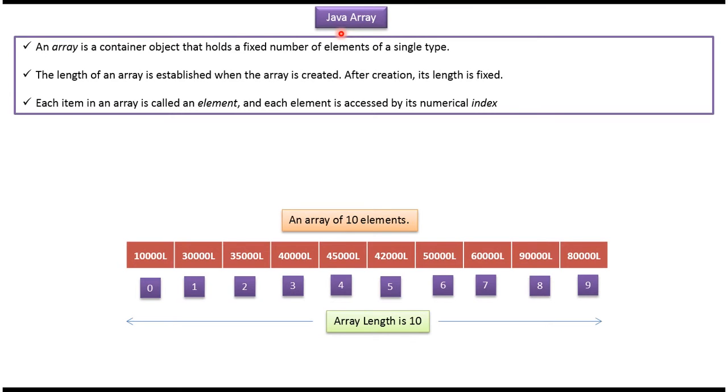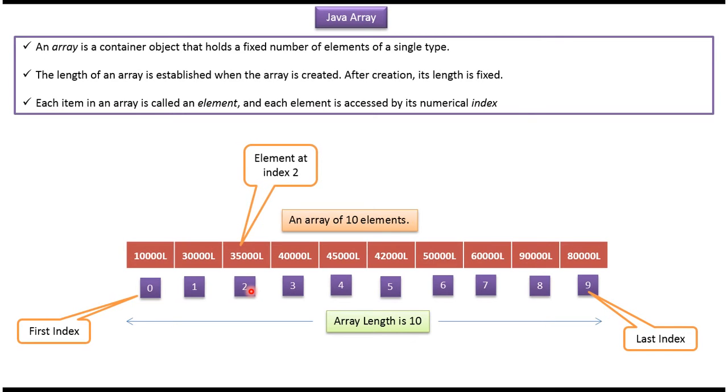Hi, in this video tutorial I will cover how to store long values in a Java array. Here you can see the array which contains 10 elements, and the length of the array is 10. This is the first index. This is the last index.